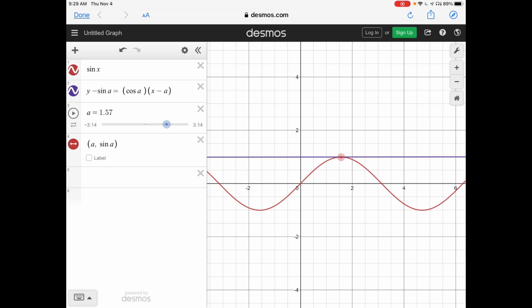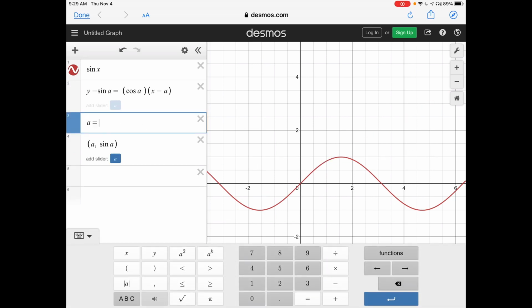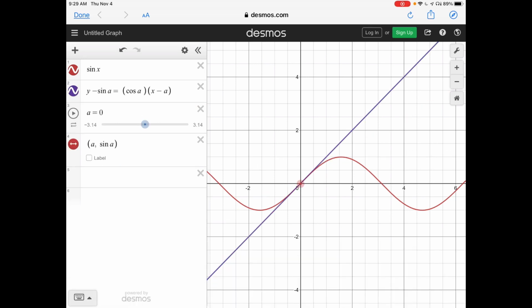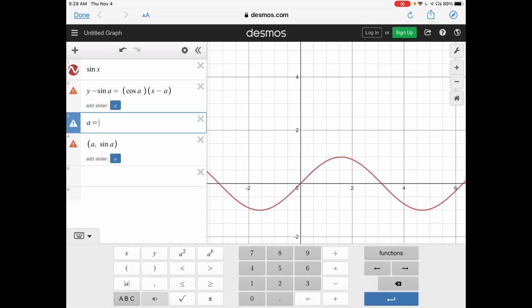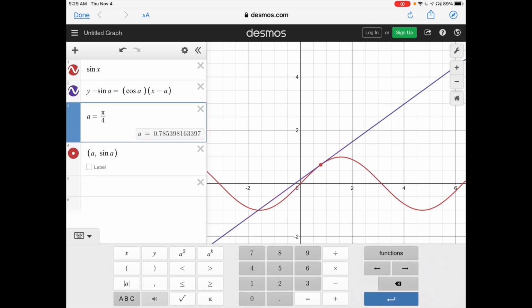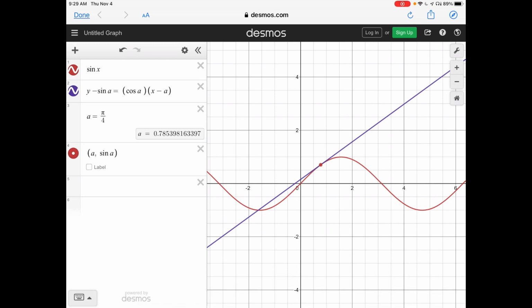If I set the x value to be 0, then the slope of the line is 1, and this indicates that the curve is increasing at a rate of 1 at this point. And finally, if I set the x value to be pi over 4, then you can see how the slope of the tangent line is still positive, but it's less than 1. And the slope tells us that even though the curve is still increasing at pi over 4, it's not increasing as quickly as it was at 0.